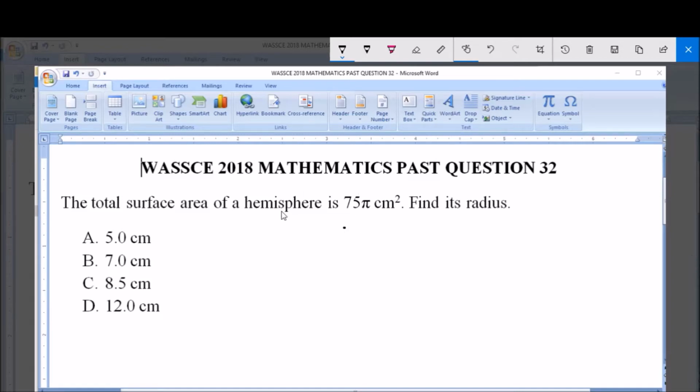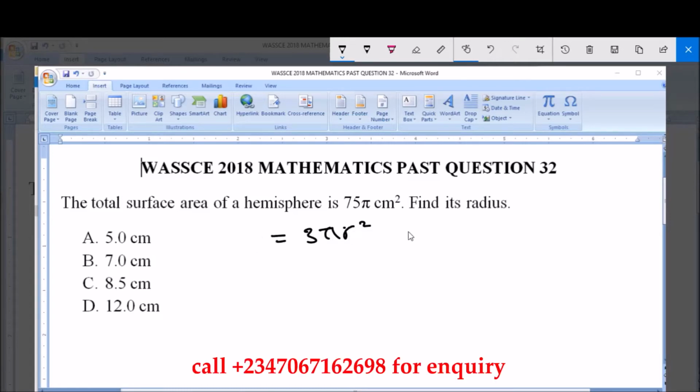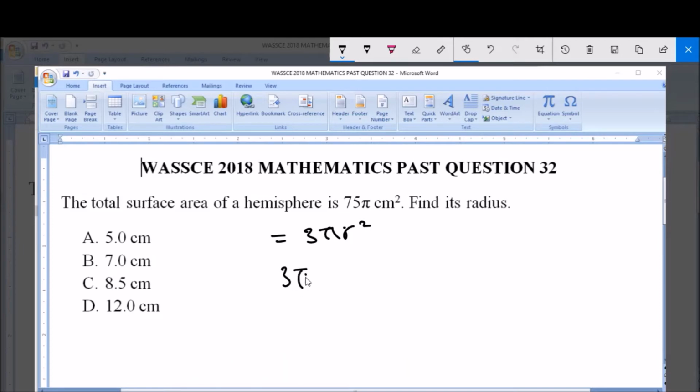Now the total surface area of a hemisphere is given as 3πr². Now we're given that this total surface area of this hemisphere is 75π, meaning that 3πr² is equal to 75π centimeter square. Now from here we can cancel out this π, and we can see 3r² is equal to 75. Remember, we're looking for r.